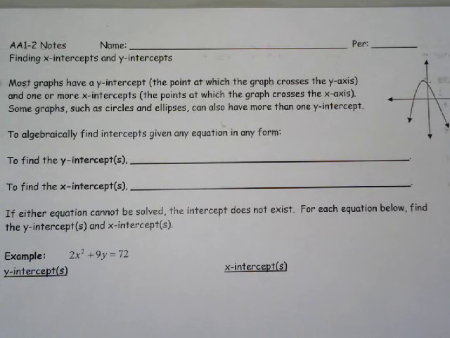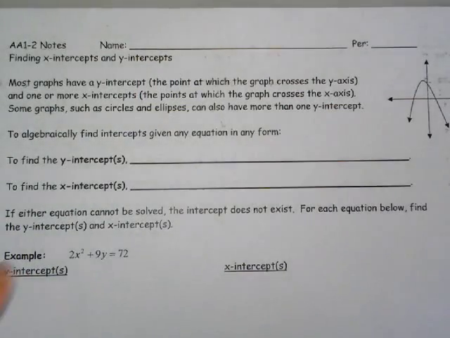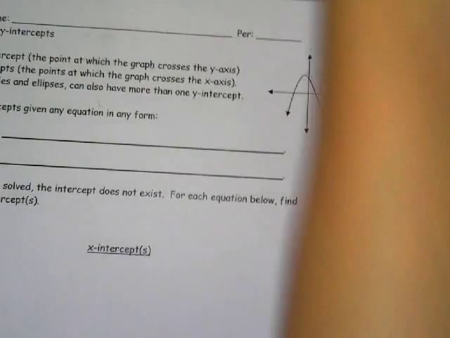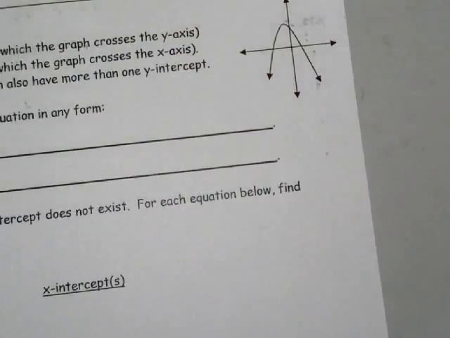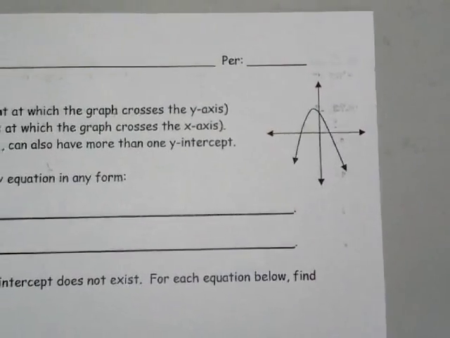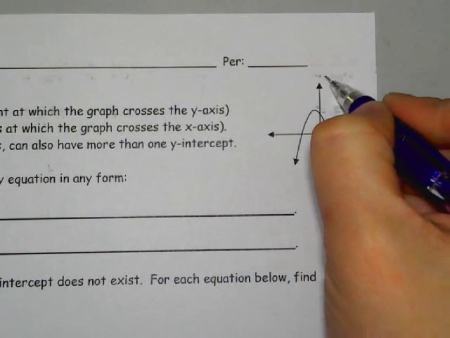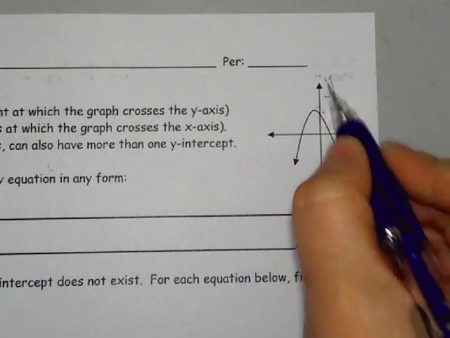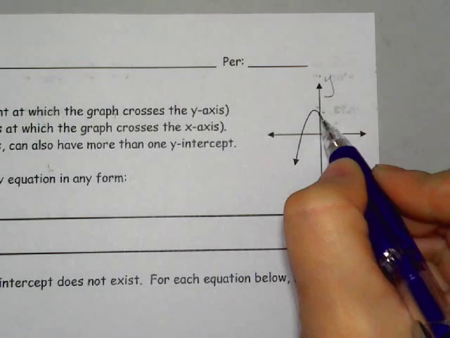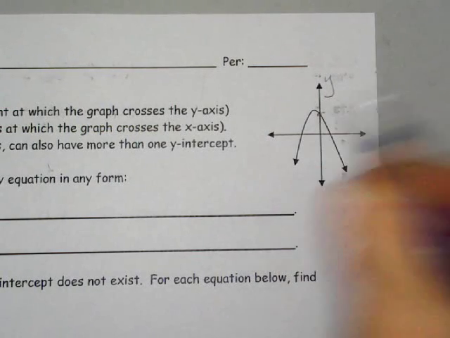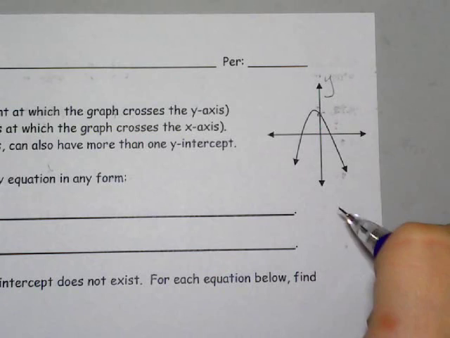with a variety of equations. So real quick, we're going to talk about what this actually looks like and what we're actually finding. So if I look at this little graph of this parabola, I have my y-axis, and this point right here, so the vertical line, that's my y-axis. This point right here is my y-intercept.